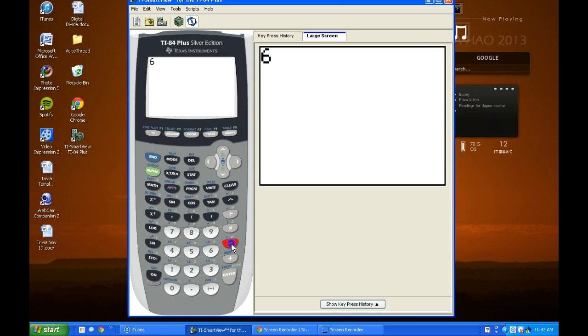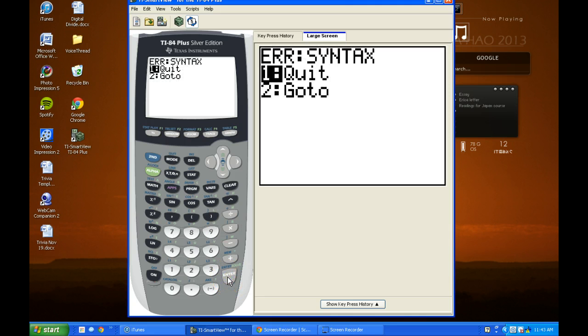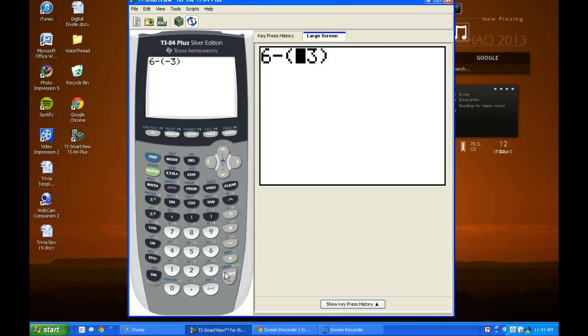But if you do 6 minus, and instead of using the negative key, you use the subtraction key and hit Enter, you're going to get an error message. And what this means is the calculator doesn't understand what you've typed in, a syntax error. And if we go to where the error is, it's going to indicate that the error is here. We can't use the subtraction symbol to indicate that a number is negative. We have to use the negative sign to do that. Now that we've changed it and hit Enter, we should get the answer that we want.